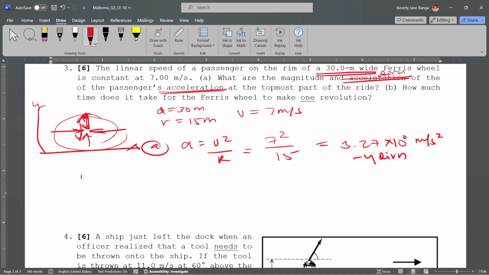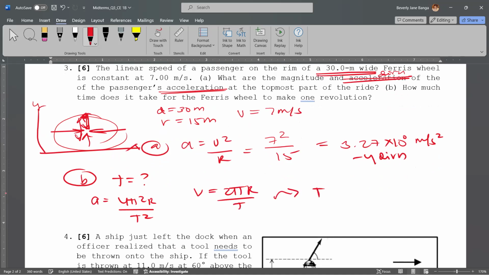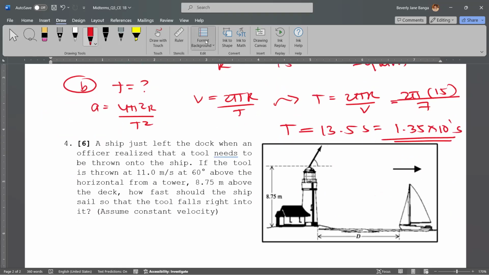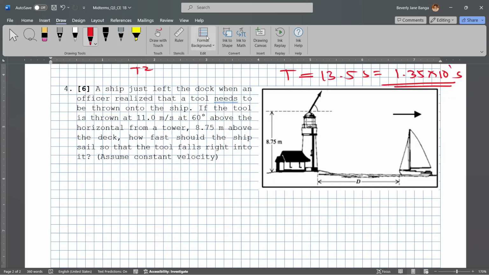Okay. For letter B, how much time does it take for the Ferris wheel to make one revolution? So basically here we're looking for the period. You can use a is equal to 4 pi squared r over t squared since we already got a. But I think it's easier to use 2 pi r over t. So this gives me t is equal to 2 pi r over v, which is simply 2 pi times 15 over 7. So this gives me the period t equal to 13.5 seconds. So this is 1.35 times 10 seconds. Okay, let me just format this one, it looks ugly.